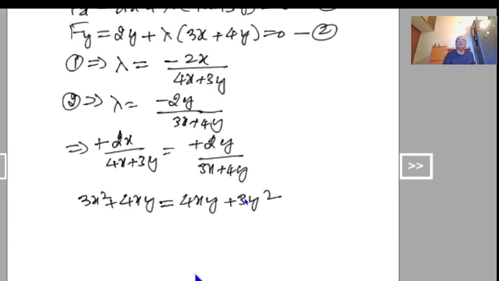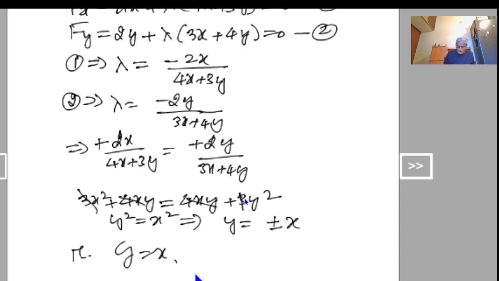Okay. Now here this 4xy gets cancelled. Then 3 and 3 gets cancelled. What I am getting is x square equal to y square or y square equal to x square. This implies y equal to plus or minus x. So that is here y equal to x and one more value y equal to minus x. Y equal to x and y equal to minus x.